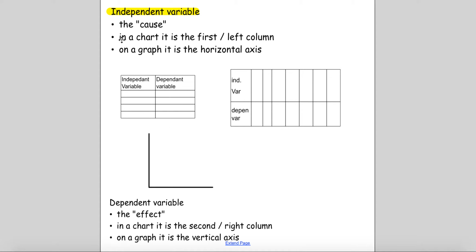When you're looking at a table, independent is normally the first column or the top row. So it would be the independent here, and this would be the dependent.